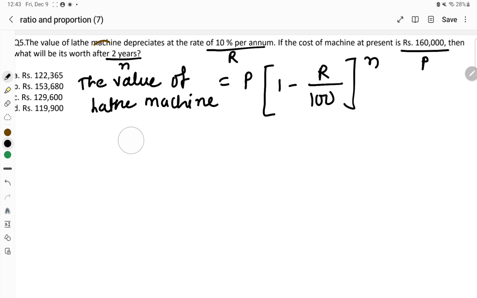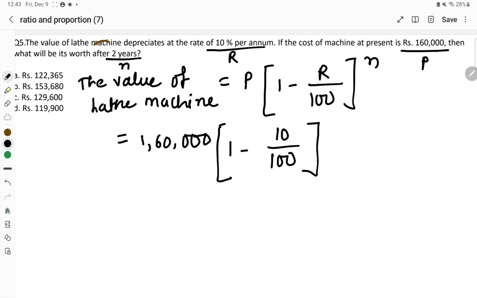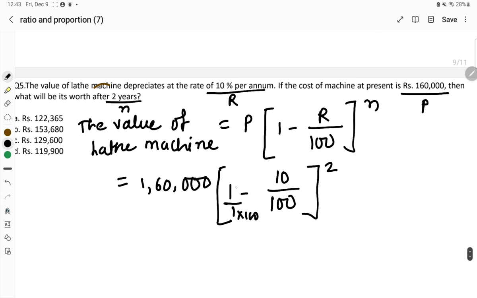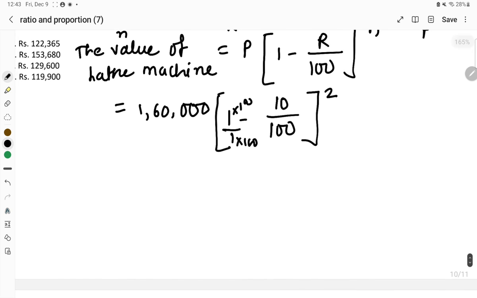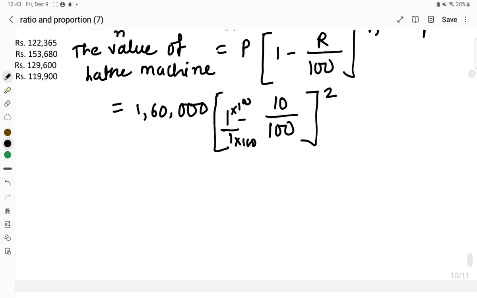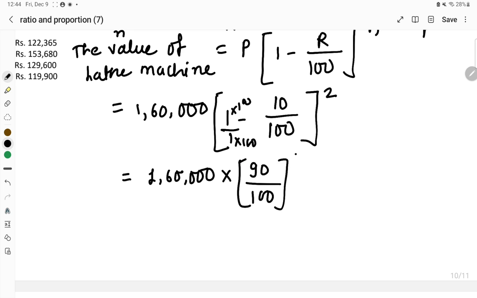Right? This is how we put the values in this particular formula. 1,60,000 into 1 minus 10 upon 100 raised to n, that is 2. If you are not able to calculate, again do the same thing. Here 1 is nothing but 100 upon 100, so 100 upon 100 minus 10 upon 100 means 90 upon 100, raised to 2.